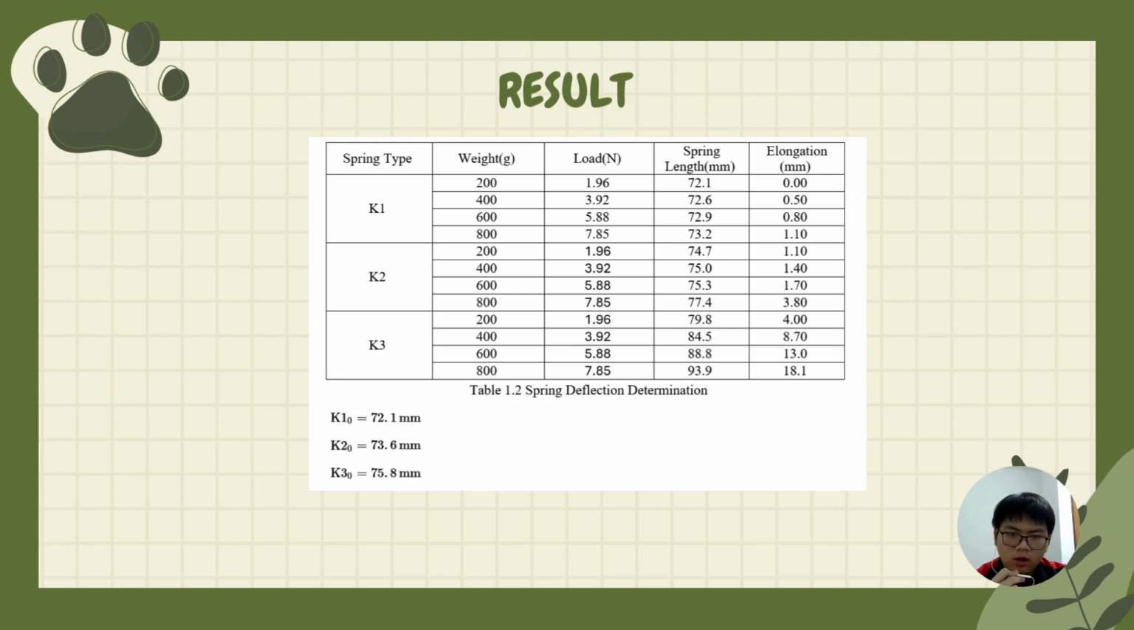This is the four times we take, and for the elongation we take the maximum only, just for 800 gram. K1 has 1.1 mm elongation, K2 is 3.8 mm, and K3 is 18.1 mm. From this table, we can conclude that K1 is the stiffest spring compared to the other two. Okay, so this is for the first table.